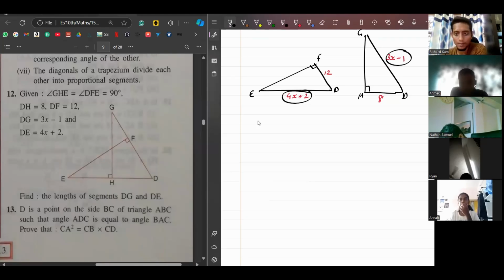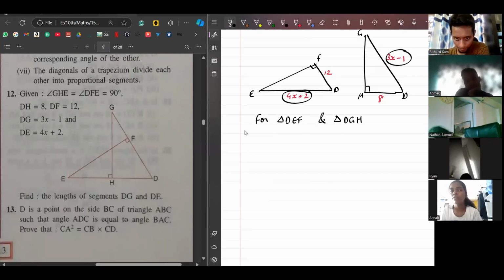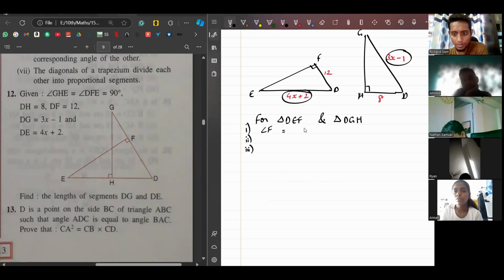Okay. All right, so tell me for these two triangles. So write like this: for triangle DEF and triangle DGH. These are the two triangles that you're going to prove. So show me, prove to me that they are similar. You need 3 points. Angle F is equal to angle H. This is H. Okay, angle F is equal to angle H because both are 90 degrees. Correct? Okay, you have one angle.